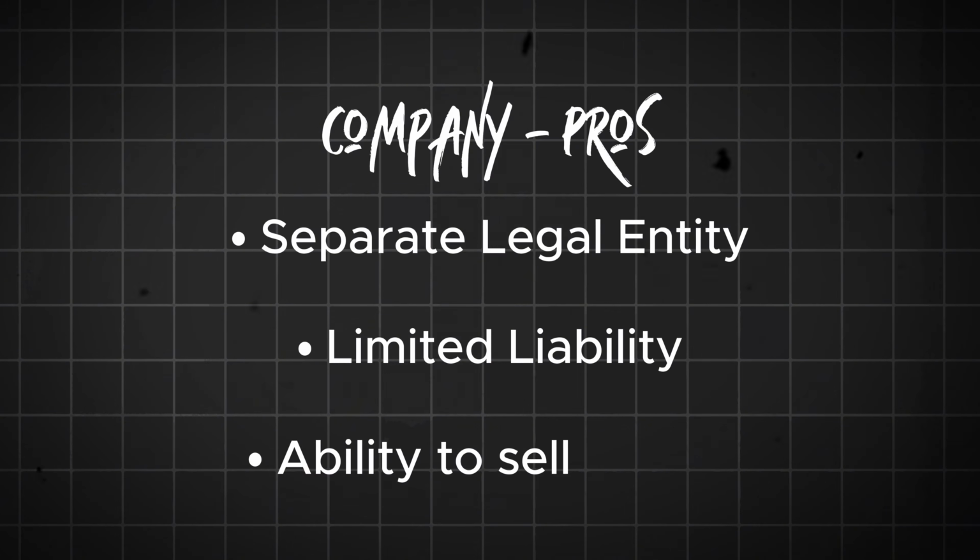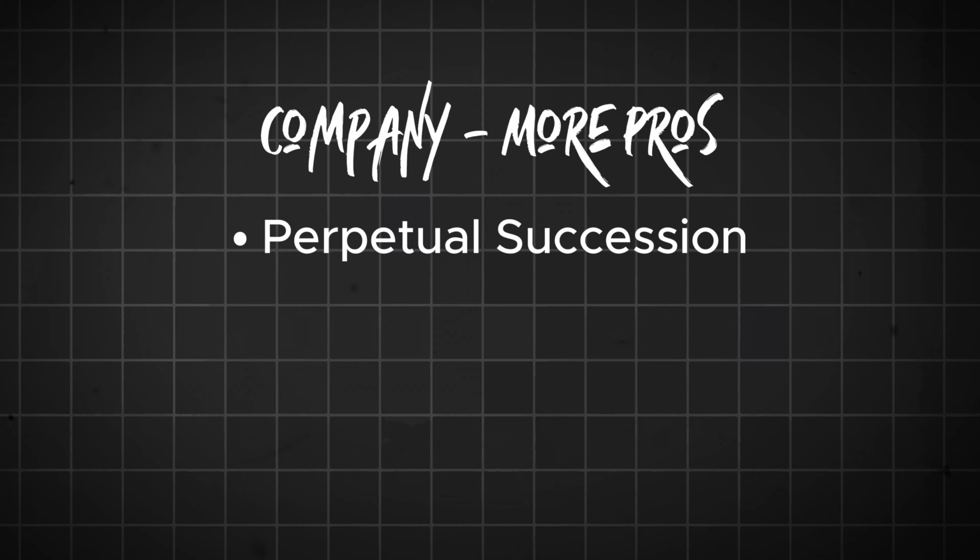So it's quite easy to raise capital. It's fairly easy to just sell 10% of your shares to someone, whether that person is going to be an active partner or just an investor. With a company, you also have perpetual succession. That means that the company will exist even if you pass away or if you sell it or pass it on to a family member, something like that, the company will still exist in its same form.